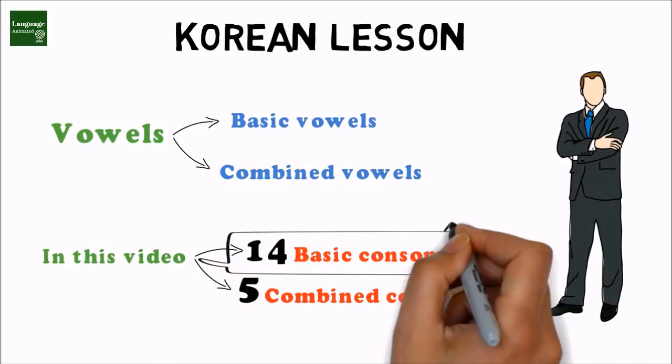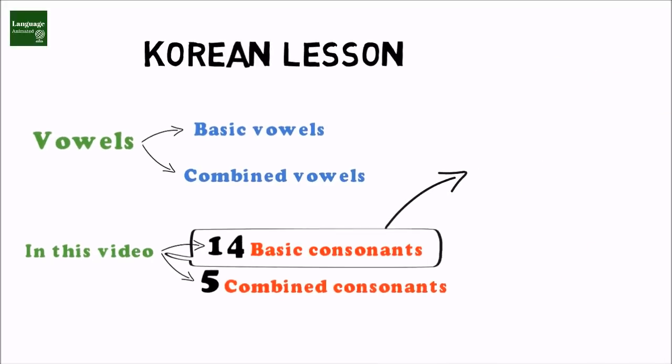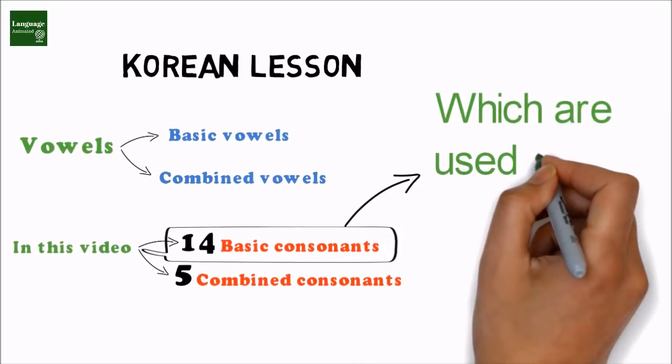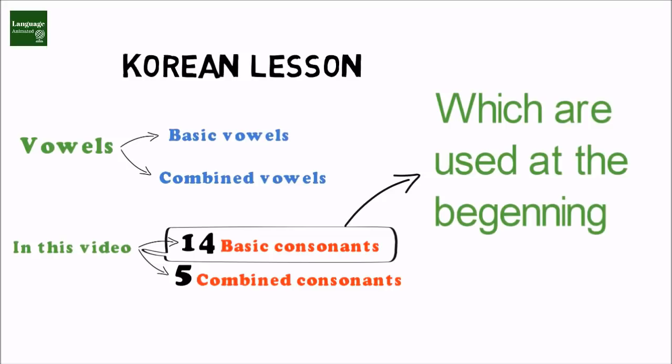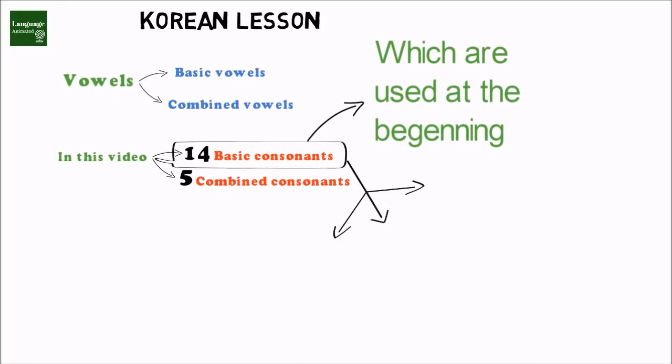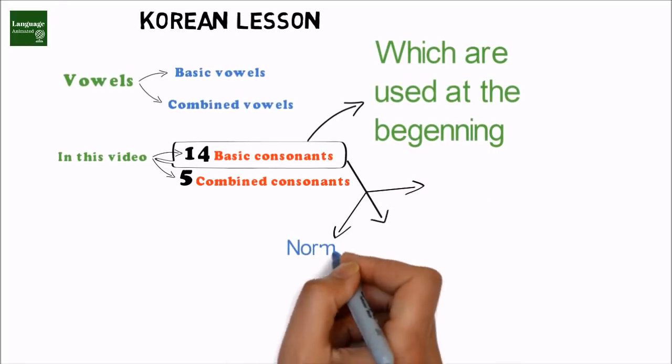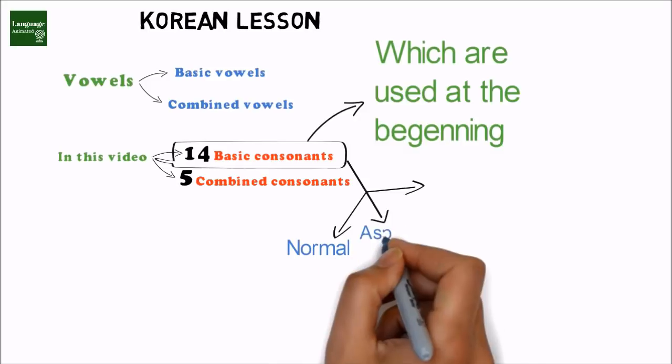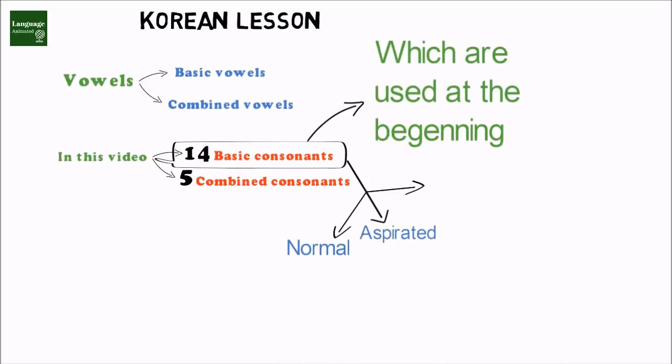What are basic consonants? Basic consonants are those consonants which are used at the beginning, okay? I will show them line by line so that you will learn them correctly. In the beginning consonants, we have 3 kinds of consonants. First, normal. The second, aspirated consonants. And lastly, tense consonants, which are also called double consonants. Okay, let's start the lesson so that you will understand what I mean.